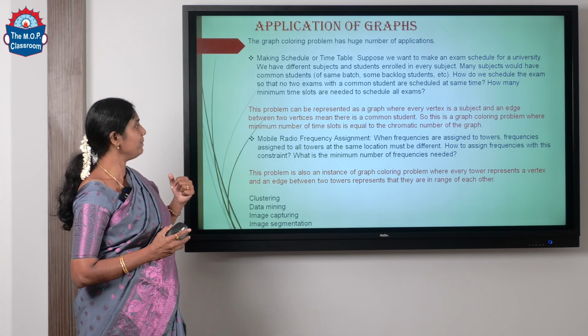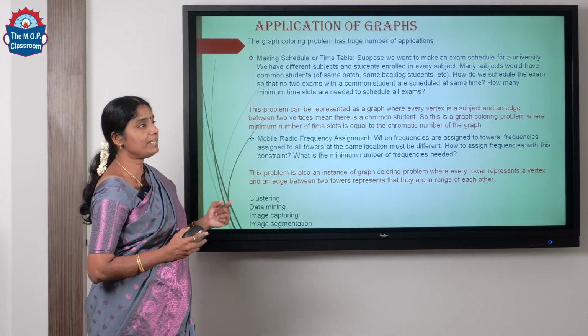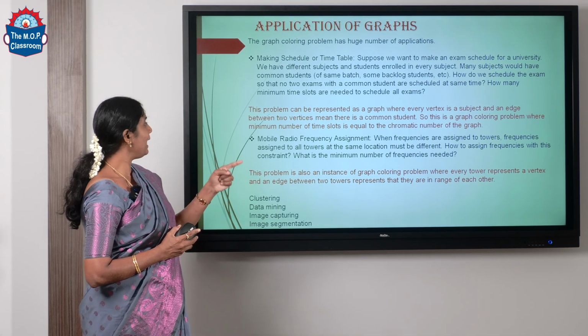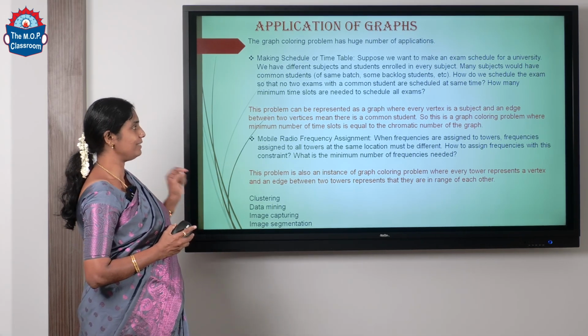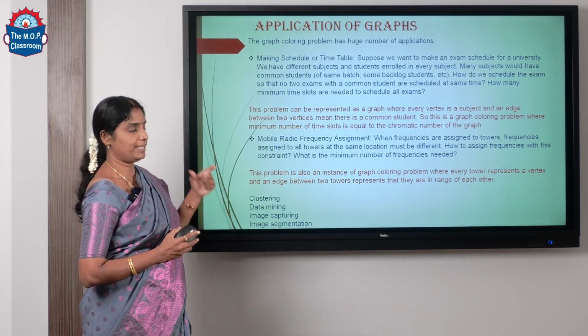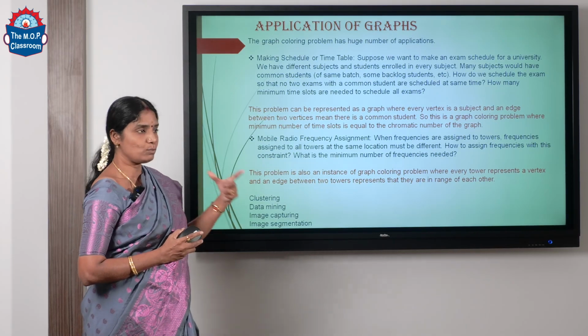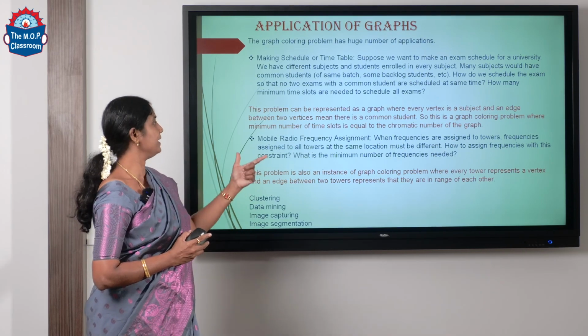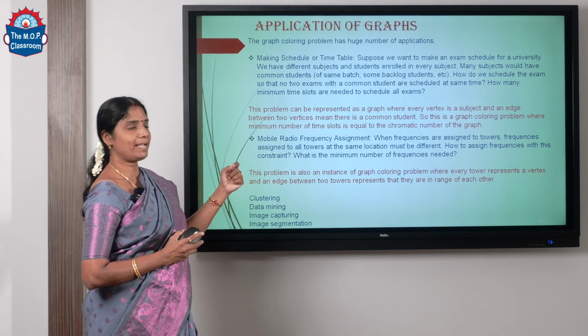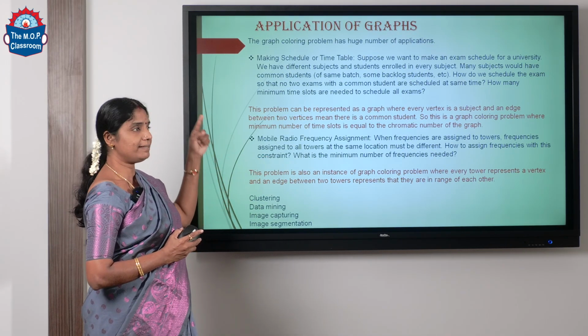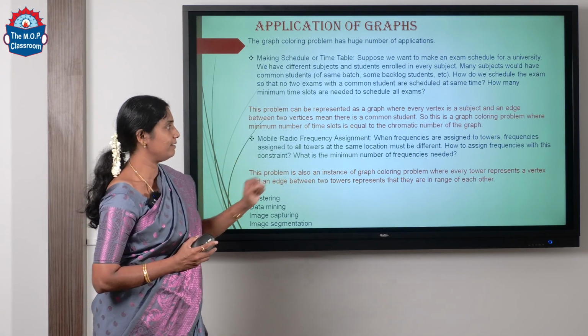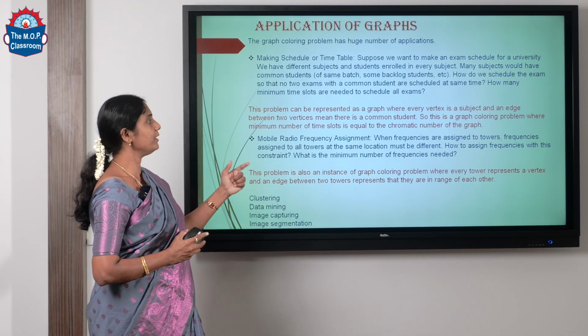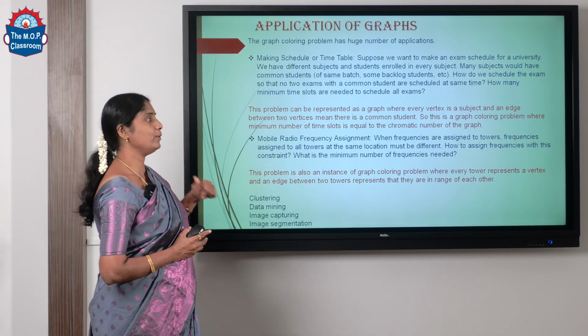This problem can be represented as a graph where every vertex is a subject and an edge between two vertices means there is a common student. If a student has two subjects, then those two subjects have to be connected by an edge. In a similar way, the entire situation can be pictured as a graph problem. Based on that, you can use coloring concepts and try to get the answers.